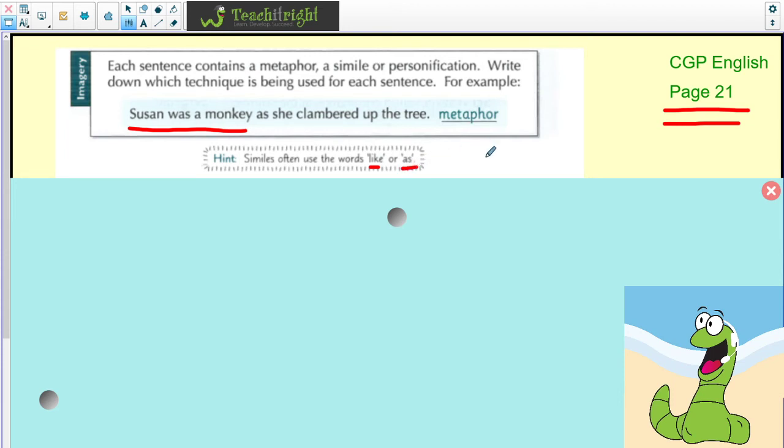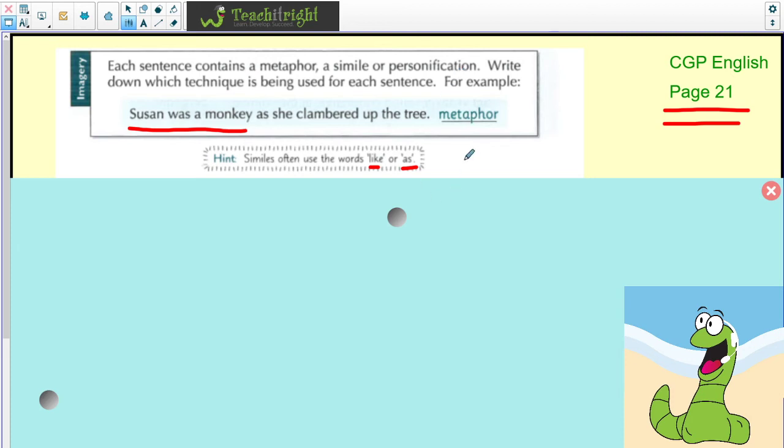A simile, however, uses words like "like" and "as". So if I said the grass was as green as emeralds, then that would be a simile because I'm using the word as. And you can also use the word like as well. So that can be a good clue when you're looking through this particular section. If you see the words like and as used, it's probably going to be a simile.